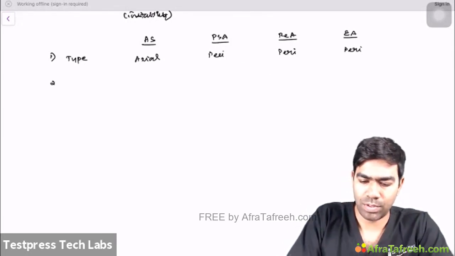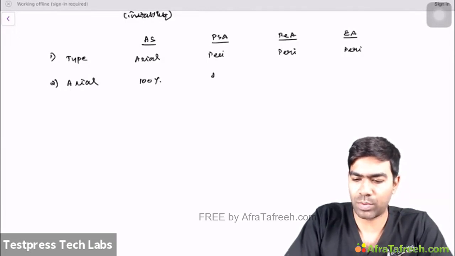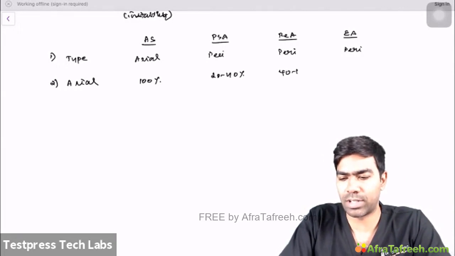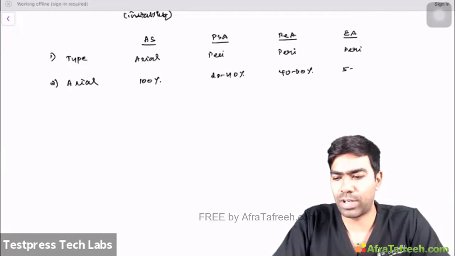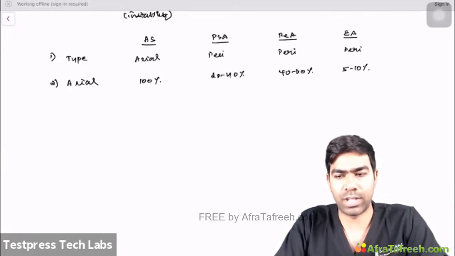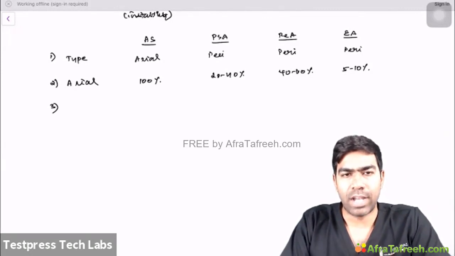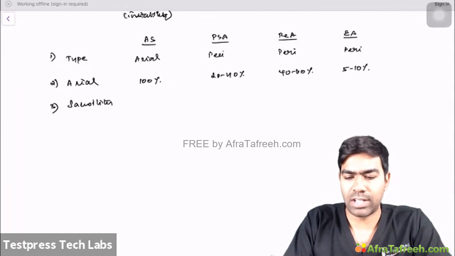So as I told you, axial involvement will be 100% in the setting of ankylosing spondylitis, 20 to 40% in the setting of psoriatic arthritis, and 40 to 60% in the setting of Reiter syndrome or reactive arthritis, and only 5 to 10% in the setting of enteropathic arthritis, that is IBD associated arthritis. And number three, we have sacroiliitis. And we need to know whether it is symmetric or asymmetric.